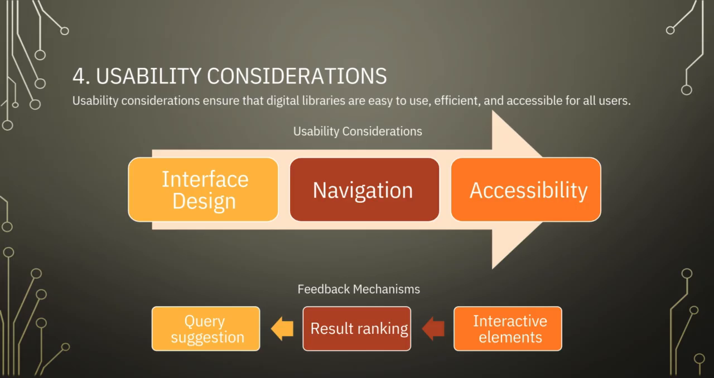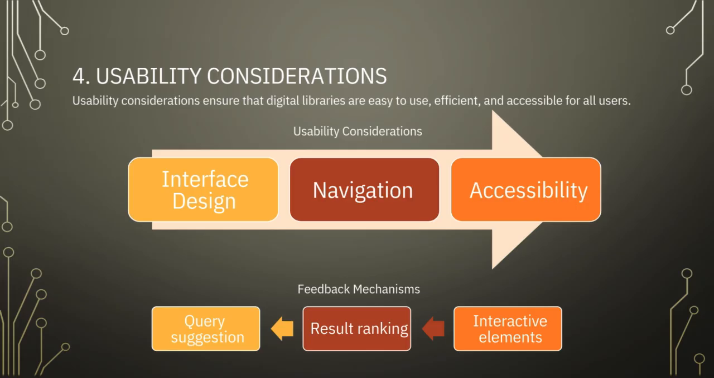Usability considerations focus on ensuring that digital library systems are easy to use, efficient, and accessible for all users. In public library digital environments, usability is especially important because users vary widely in age, digital skills, and information needs. One key usability aspect is interface design. A well-designed interface should be clear, intuitive, and visually simple. In a public library digital catalog, this means using readable text, clear icons, and logically arranged menus so that users can understand how to use the system without extensive guidance.